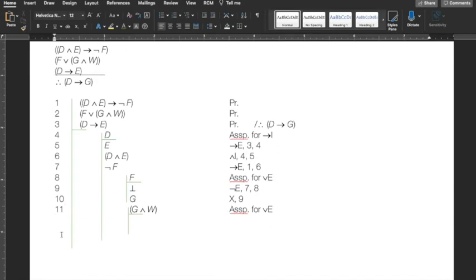We just need to move that one up. So G and W allows us to conclude G because conjunction elimination allows us to add one of the conjuncts. Now, what does disjunction elimination tell us? If you can prove the same sentence from both disjuncts, in this case we've proved G, you can add that outside of your subproofs. So we can add it outside of these two to the subproof that we started at line 4.